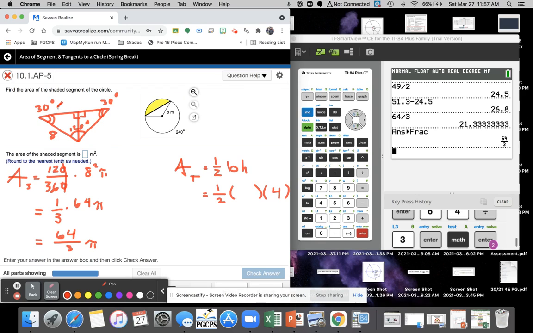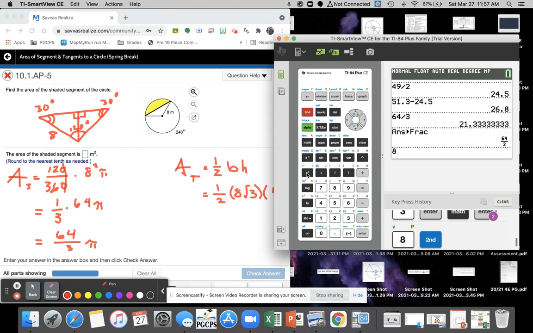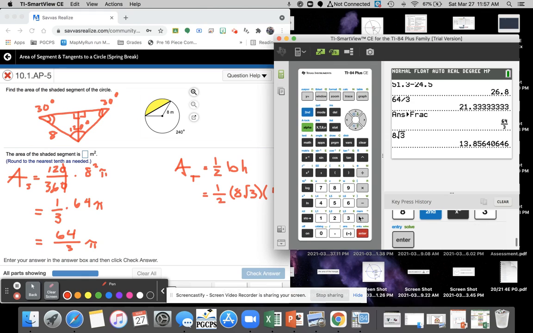We know that this base here will be 4 square root of 3, and this is 4 square root of 3. So 4 square root of 3 plus 4 square root of 3 will give us 8 square root of 3. So that means the base is 8 square root of 3. Now we can do our multiplication. We also know that 8 square root of 3 from the other day is 13.9.